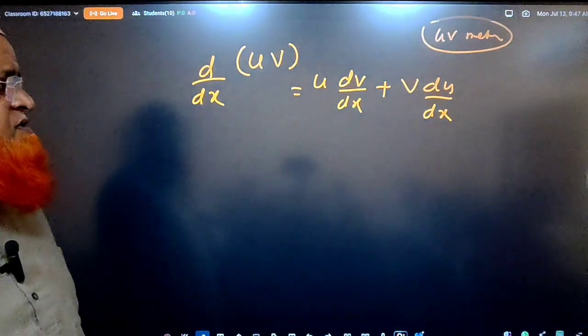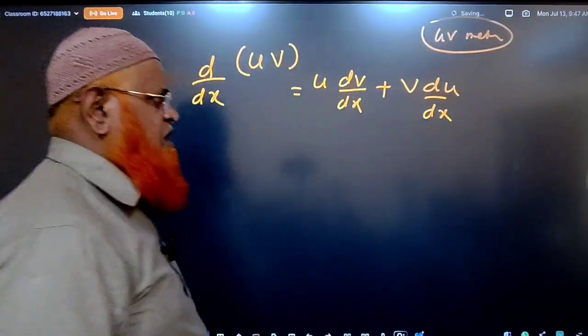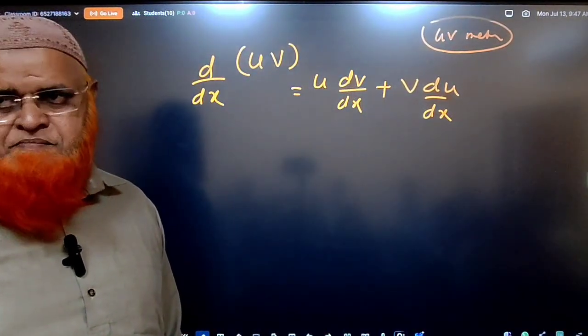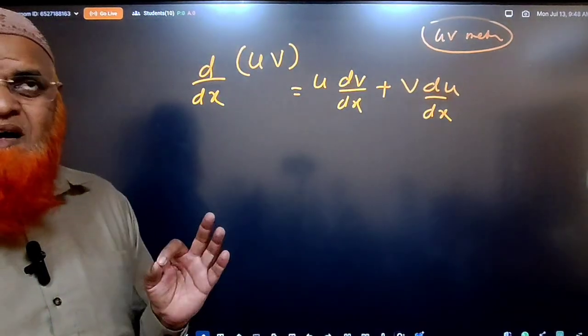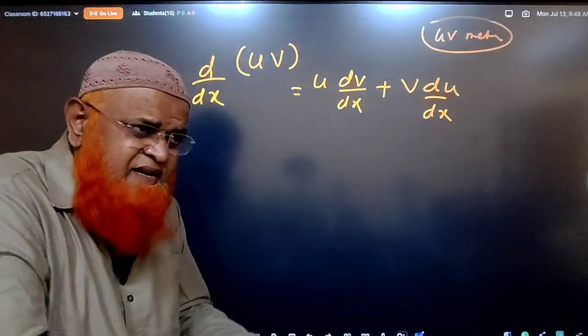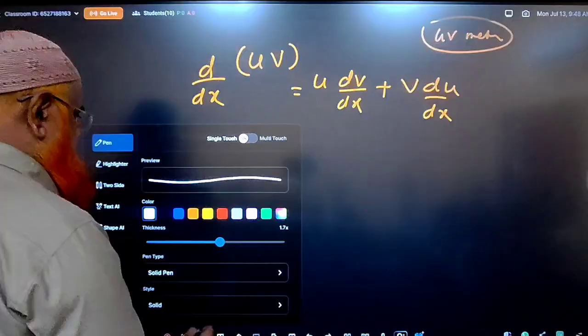Sorry, du, this is u, not y, this is u. This is called the uv method. Generally this type of method is used for Newton's second law, explaining Newton's second law in terms of differentiation. So how do you explain Newton's second law in terms of differentiation?